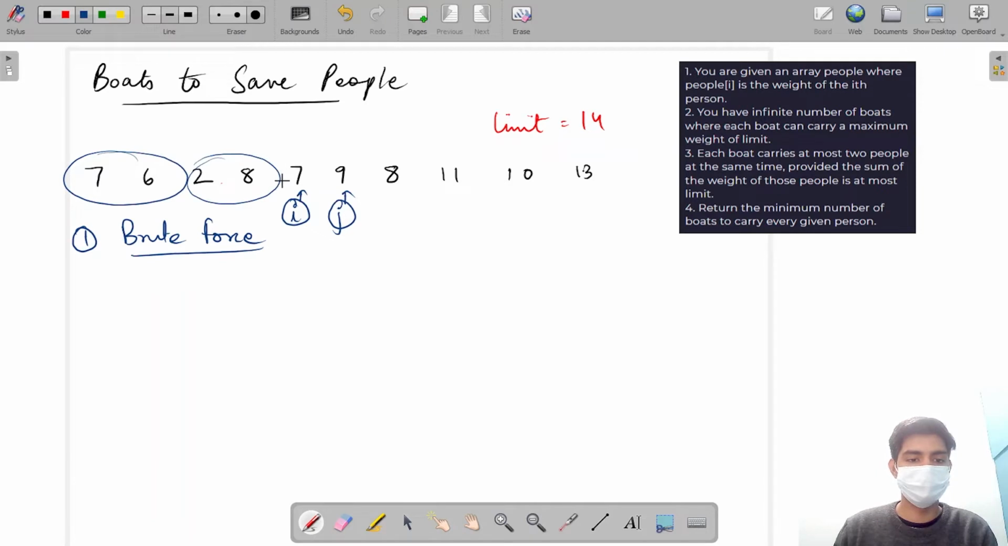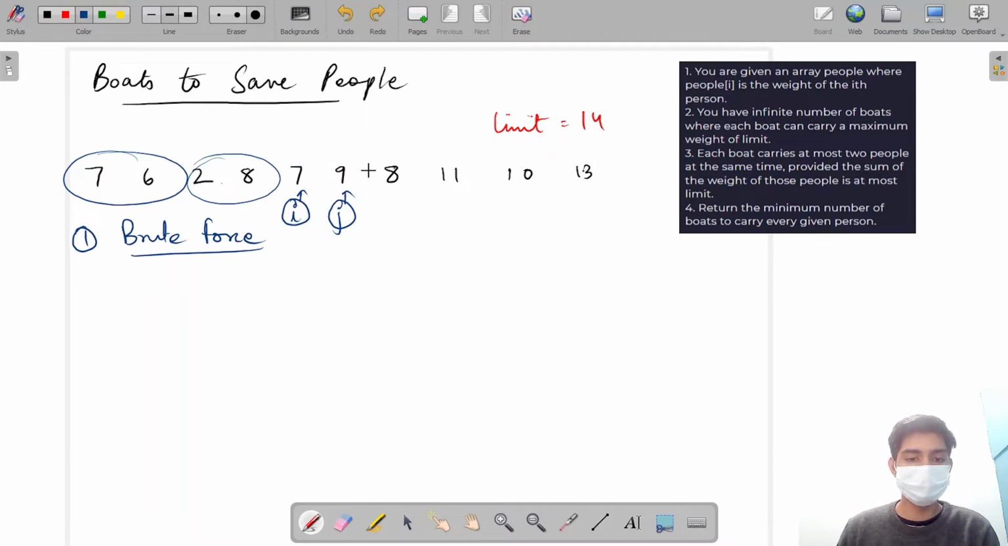I've paired these two already. So i is here, j is here, right? Now 7 will pair up with 9. It will see that my total weight is 16, right? 7 plus 9 gives me 16, because it is 7, 8 and 9. 7 plus 7 is 14, 15, 16, right? So 7 plus 9 is 16. Now it is greater than my limit.